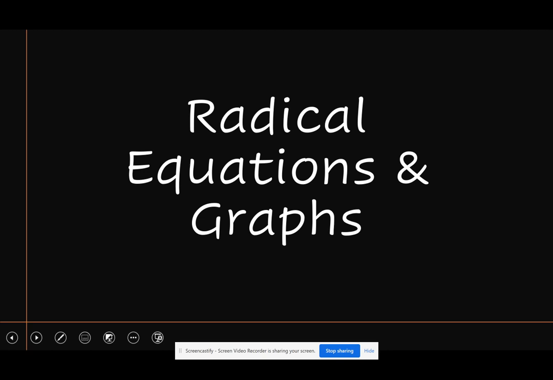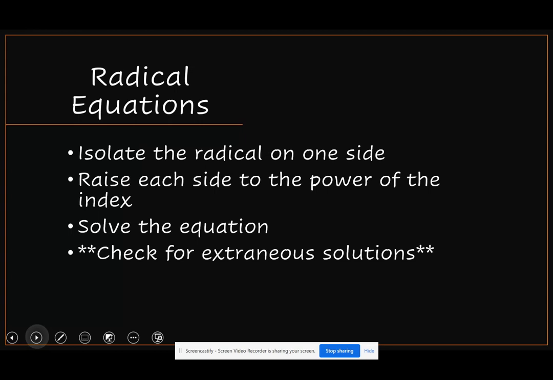So today we're going to be looking at radical equations and graphs, so like transformations from our parent functions. First, when we're solving radical equations, your first step is always to isolate the radical on one side, then raise each side to the power of the index. So if you have a cube root, raise everything to the third power. Square root, you're going to raise everything to the second power, and so on.